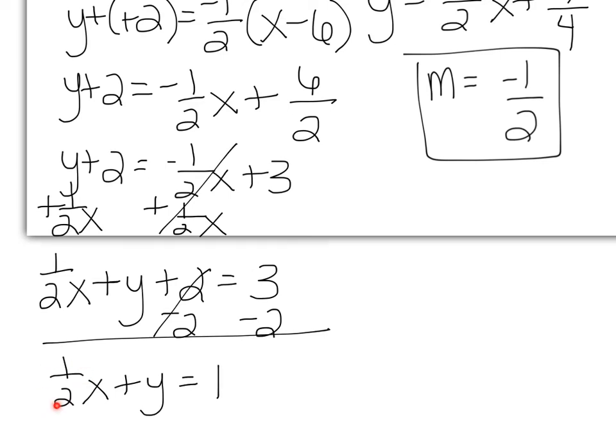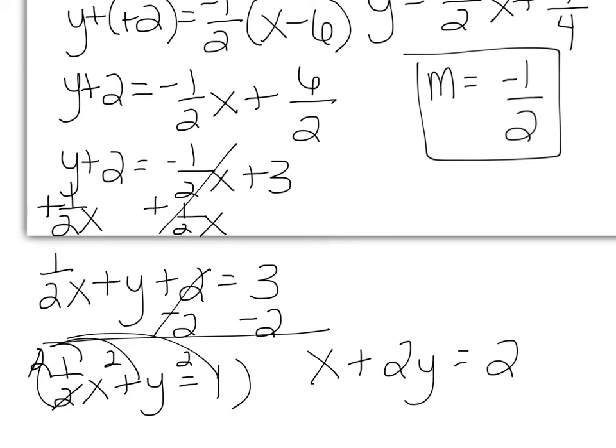And you can't have a fraction as your coefficient with x. So I need to multiply everything by 2. And every piece gets it. So 2 here and 2 here. These 2's cancel, giving me x plus 2y equals 2. And that's my standard form.